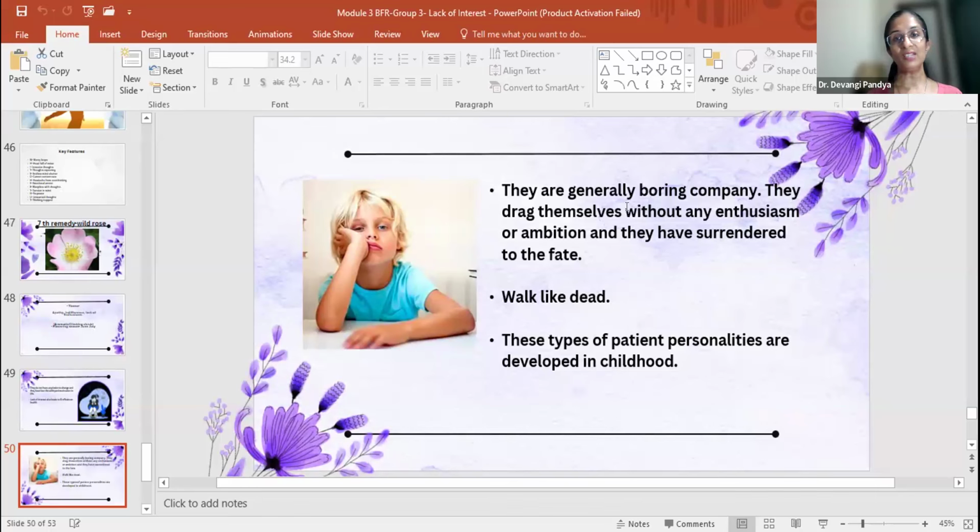So here if we see, they generally are a boring company because they are not having interest. This can be seen in children and adults very well. And just for the sake of doing or for the sake of completion of the work, they would be doing the task, looking like they are walking dead, and there would be different personalities which they develop into an adult state.